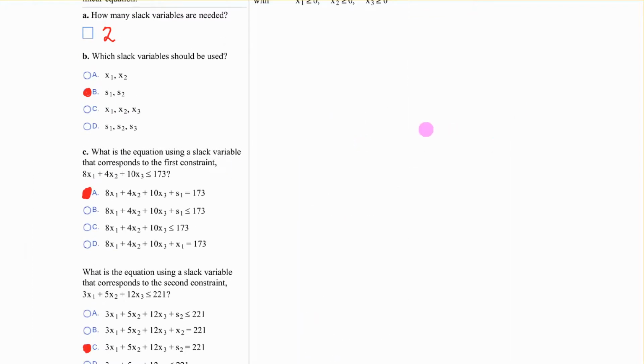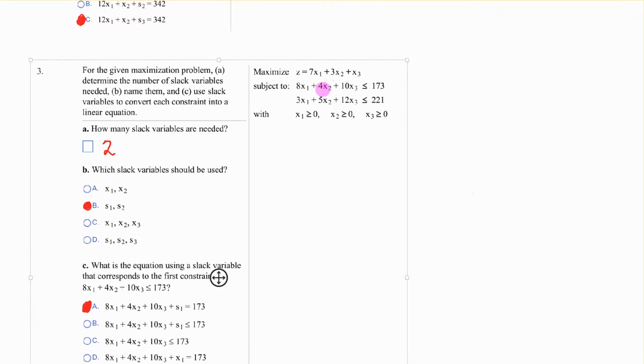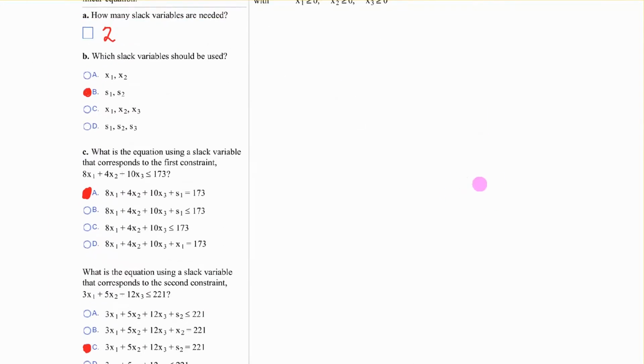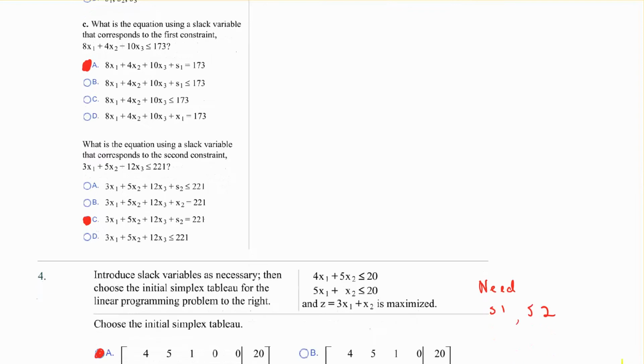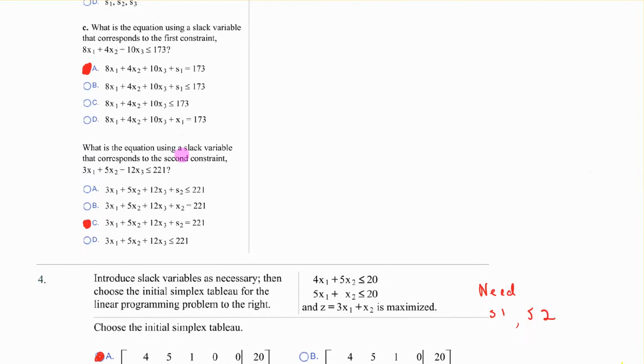That corresponds to the first constraint. If we look back at the first one, it should be 8x1 plus 4x2 plus 10x3 plus s1 equals 173. So that is that one. And what's the equation for the second constraint? It would be 3x1 plus 5x2 plus 12x3 plus s2 equals 221.